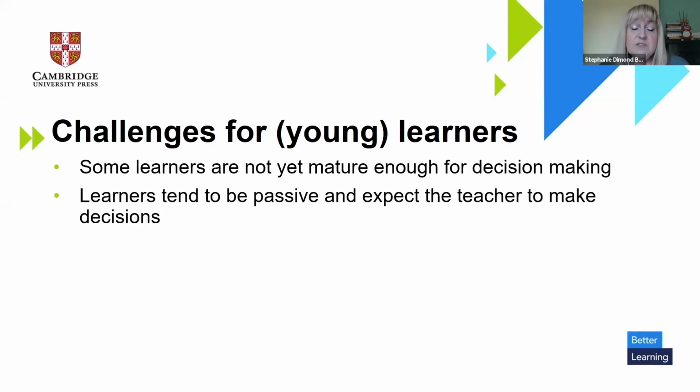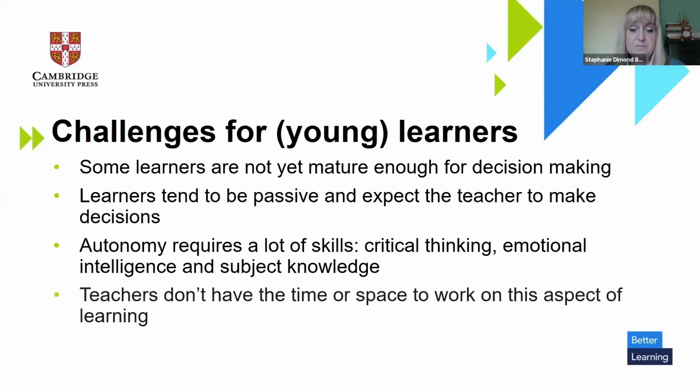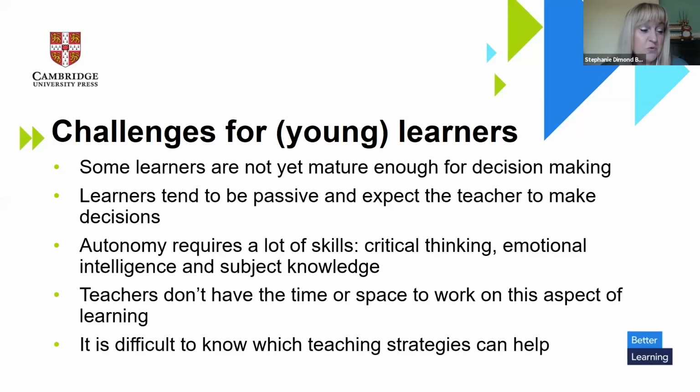There's also sometimes feedback that learners are quite passive. They expect the teacher to make the decision. That's why the teacher is there. Or they say, well, autonomy, you need to be very skilled to do that. Critical thinking, emotional intelligence, all of those types of things. And teachers don't have time to deal with all of these aspects of teaching and learning. Also, for teachers, it's quite difficult. How do you develop autonomy in your learners? We know about language teaching, but what about autonomy? So these are some of the difficulties that we might face.